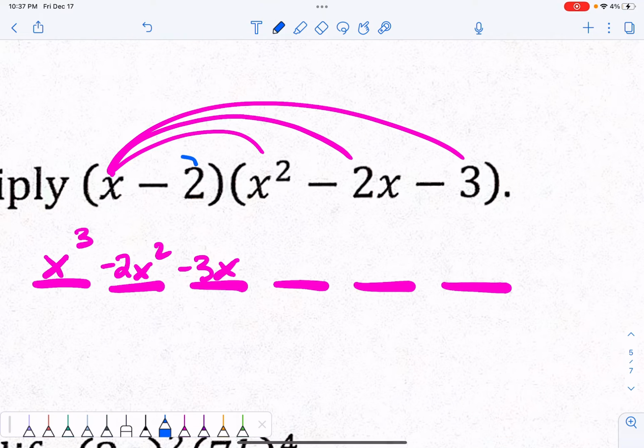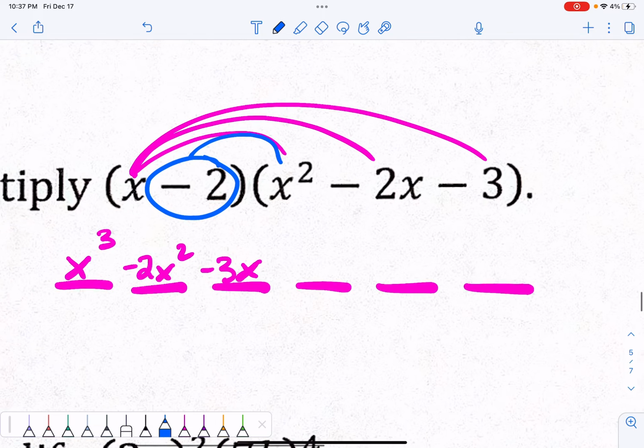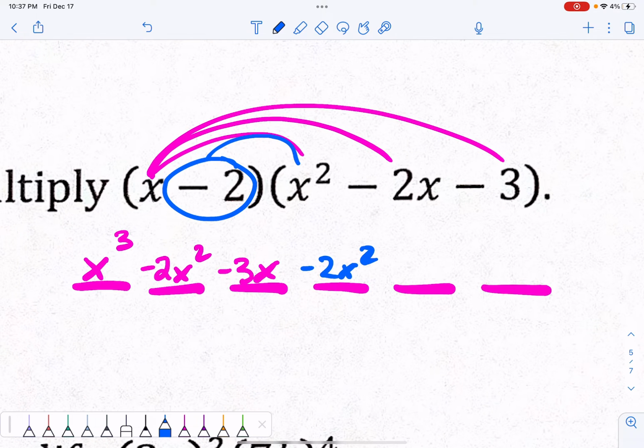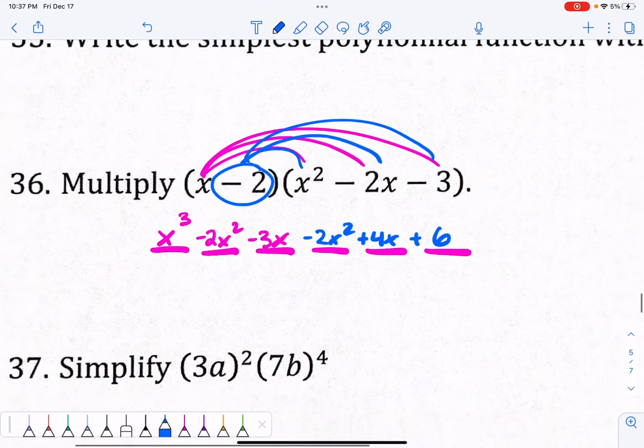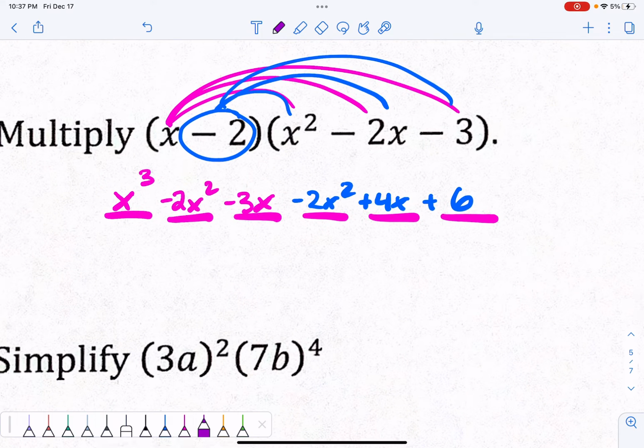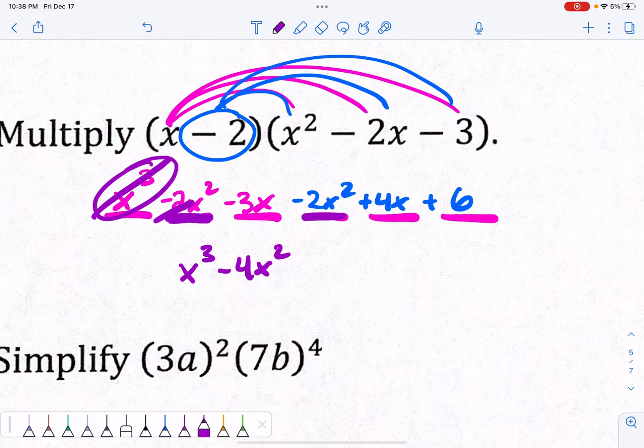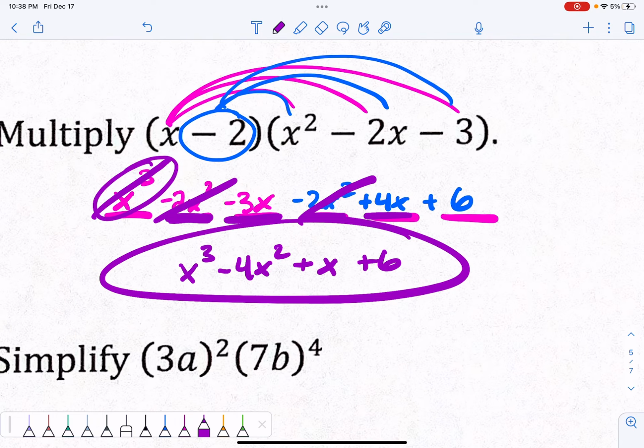And then we go to the negative 2. We're going to distribute him through. So negative 2 times x squared is negative 2x squared. Negative 2 times negative 2x is a positive 4x, and negative 2 times negative 3 is a positive 6. And then we just combine like terms, okay? So x cubed can't go with anybody, so we'll just write it out as x cubed. Then we have negative 2x squared and another negative 2x squared, which is negative 4x squared, okay? Negative 3x plus 4x is just positive x, and then plus 6. And that's everything put together that I can.